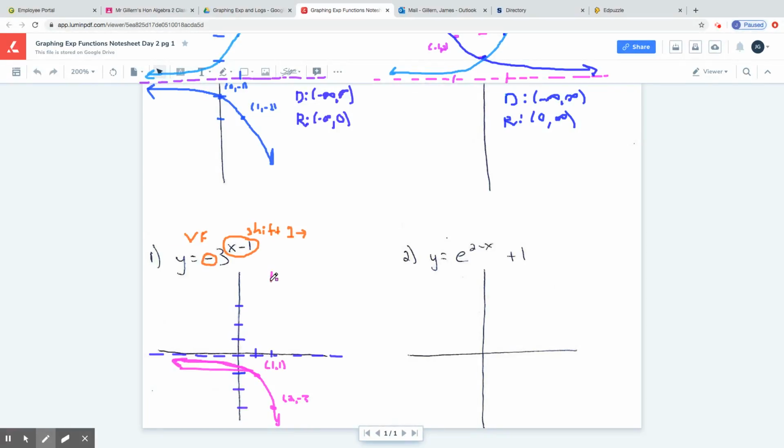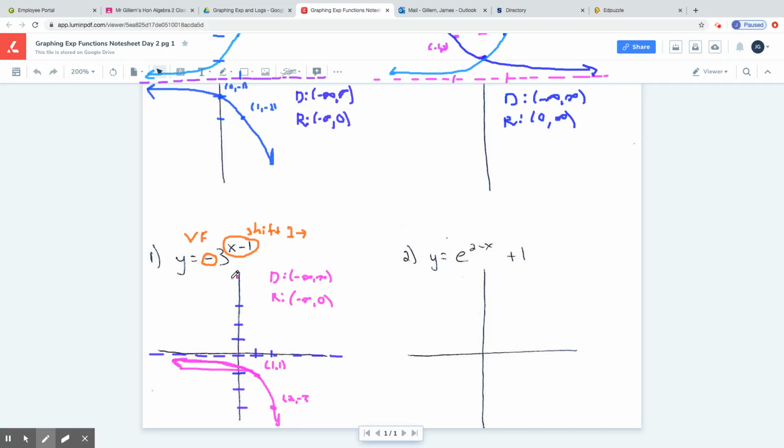Now, if we're going to do the domain of this, the domain is always what? -infinity to infinity. The range: it's on the bottom, which means we're going to go to the horizontal asymptote. It's either the horizontal asymptote to infinity or -infinity to the horizontal asymptote. It's on the bottom, so it's going to be -infinity to the horizontal asymptote, which in this case is 0.